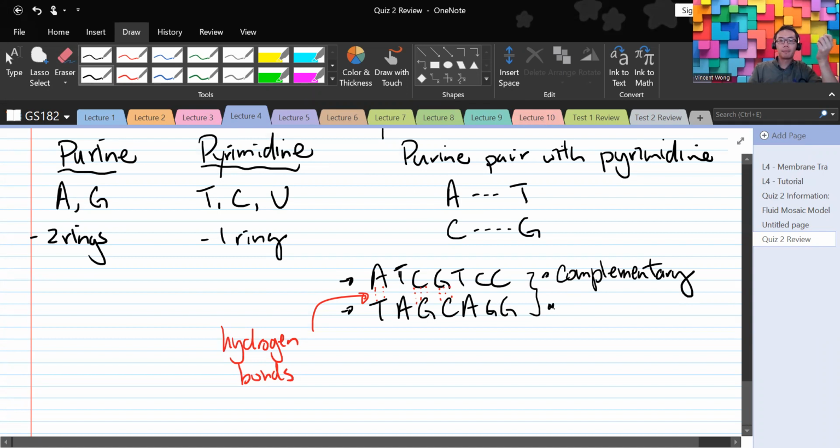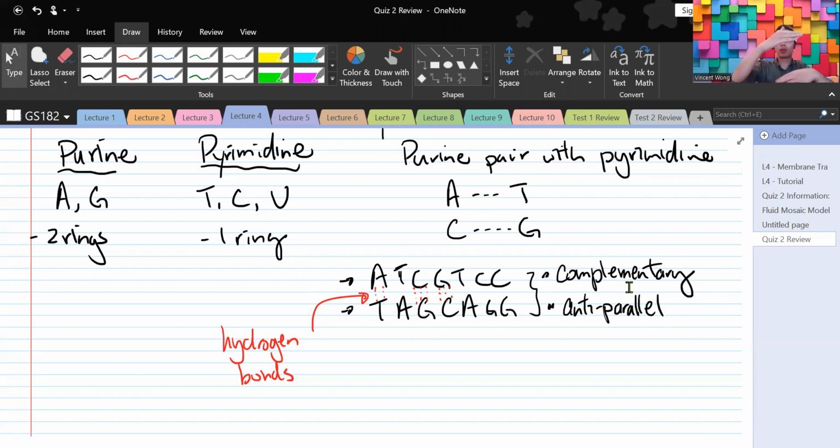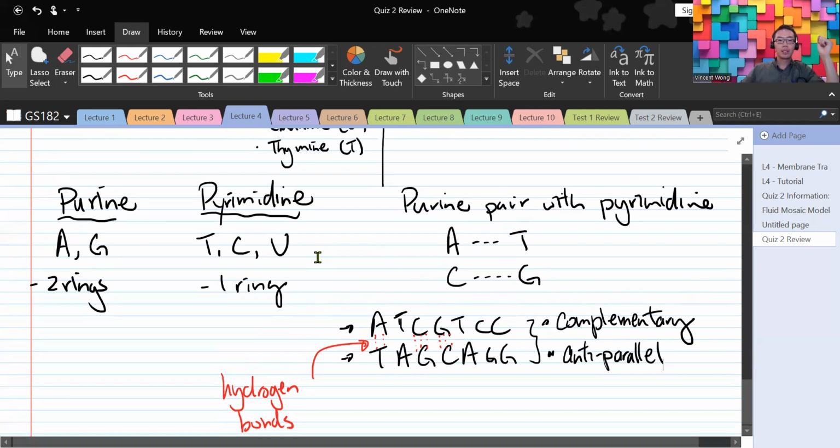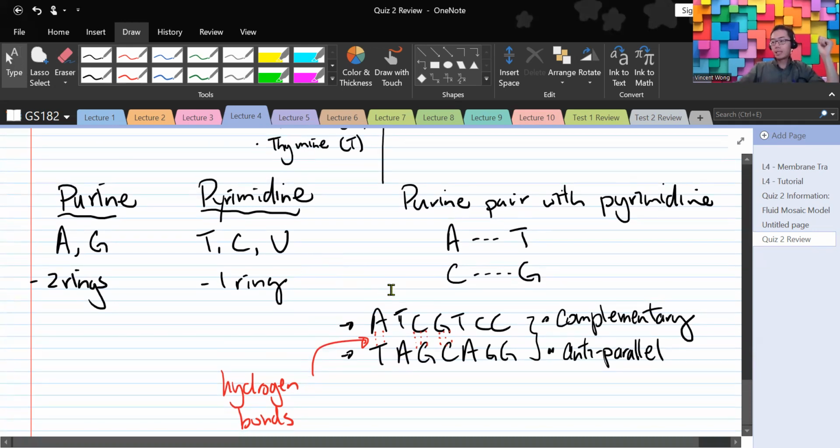Now there's another property that we talked about in class, and that is the fact that they're anti-parallel. Anti-parallel means one strand goes in the opposite direction as the other. So if I ask you what are the two properties of a DNA double helix, make sure you know it's complementary and anti-parallel, and what they mean. Complementary means the base pairing rule: if you know one, you can predict the other. Anti-parallel means one strand goes in the opposite direction as the other. So that is that for the DNA.